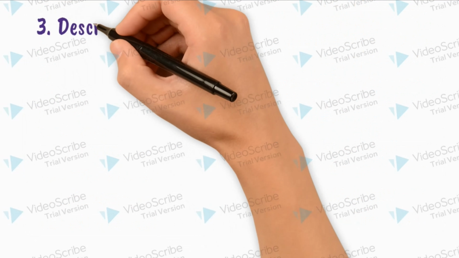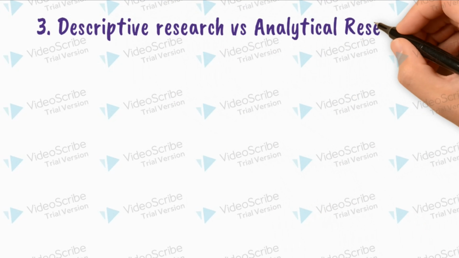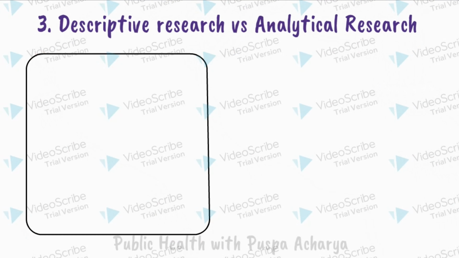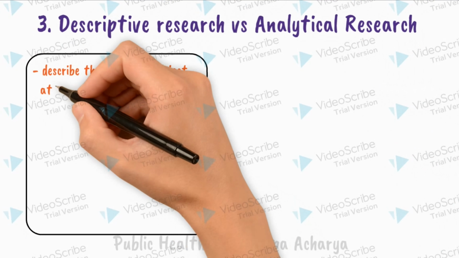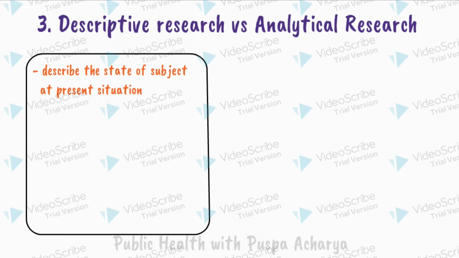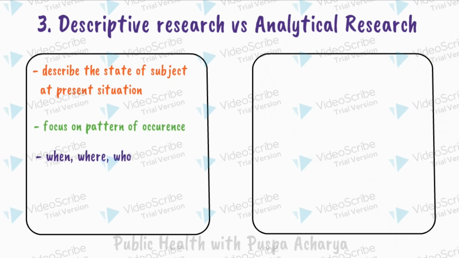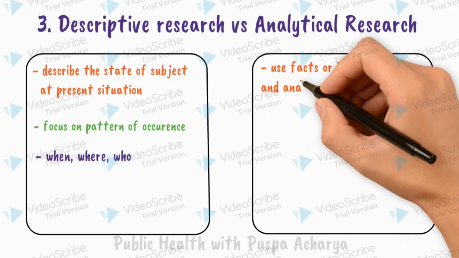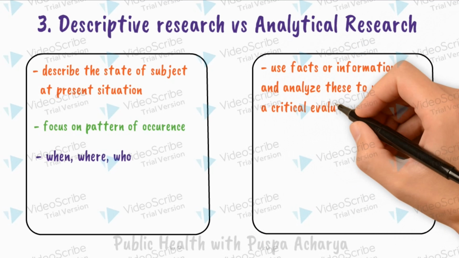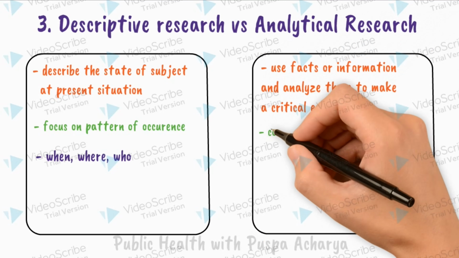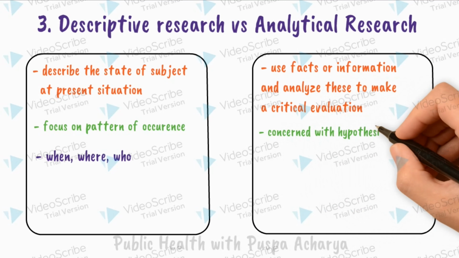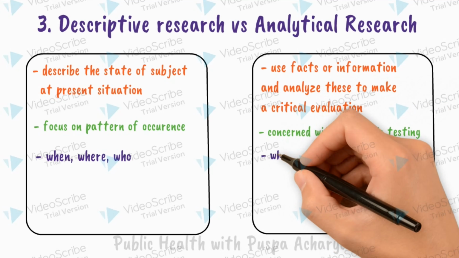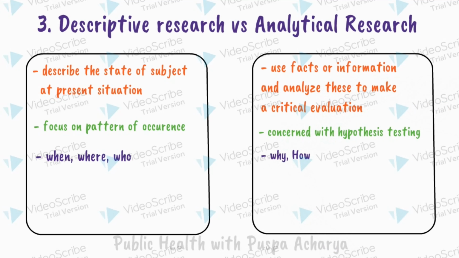Now let's compare descriptive research versus analytical research. Descriptive research describes the state of the subject in the present situation and focuses on the pattern of occurrence with time, place, and person, and no hypothesis testing is required in descriptive research. On the other hand, analytical research analyzes the available information to make a critical evaluation, and it is concerned with hypothesis testing and tries to answer a question like how it came to be or why something has occurred.